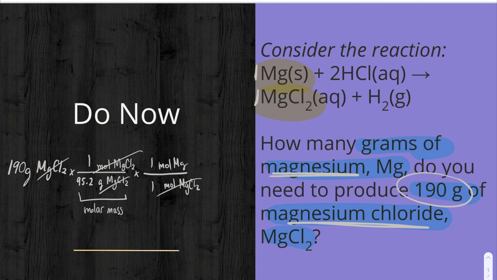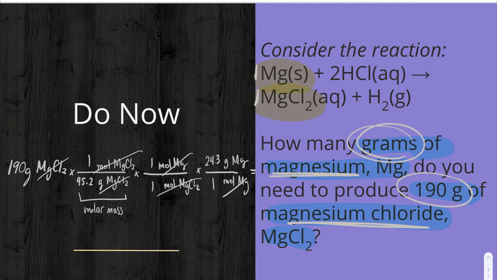That's pretty close to my answer. I do want to end up with Mg. But what I actually want is grams of Mg, magnesium. So I'm going to use the molar mass one last time. Moles of Mg, grams of Mg, and again that's the molar mass. And the periodic table tells me there are 24.3 grams of magnesium in 1 mole of magnesium. Alright, so everything's all set up.